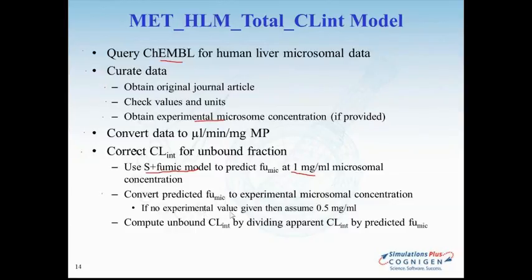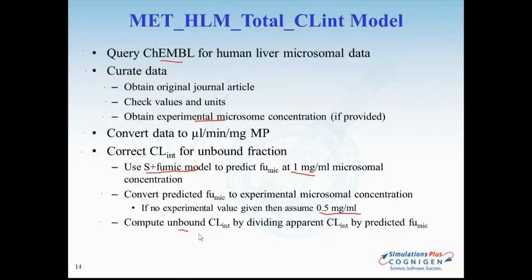If no experimental value was given, then we assumed the concentration was 0.5 milligrams per milliliter, and this is somewhat of a standard. When we had our compounds tested at an absorption system, that's what they used, and then extracting as much of the data as we could, that was typically the number used.